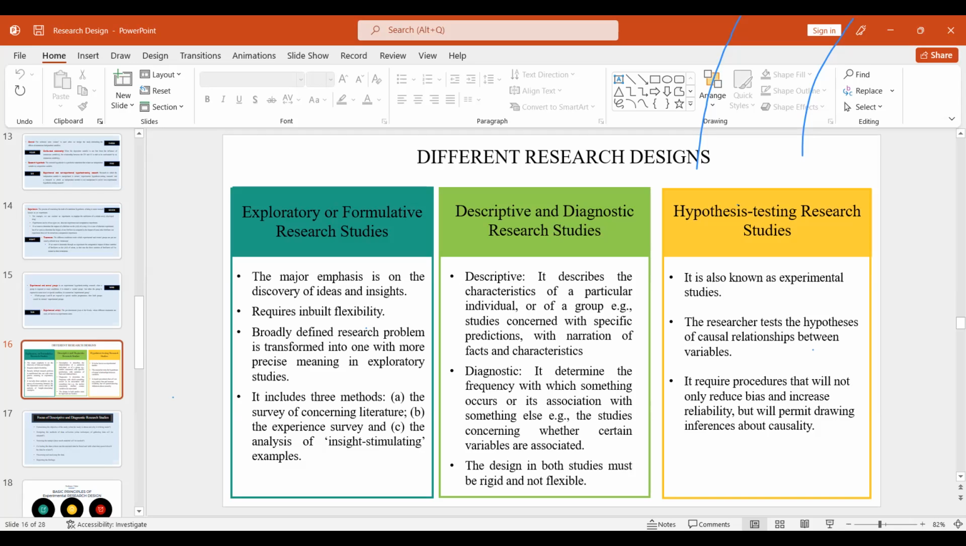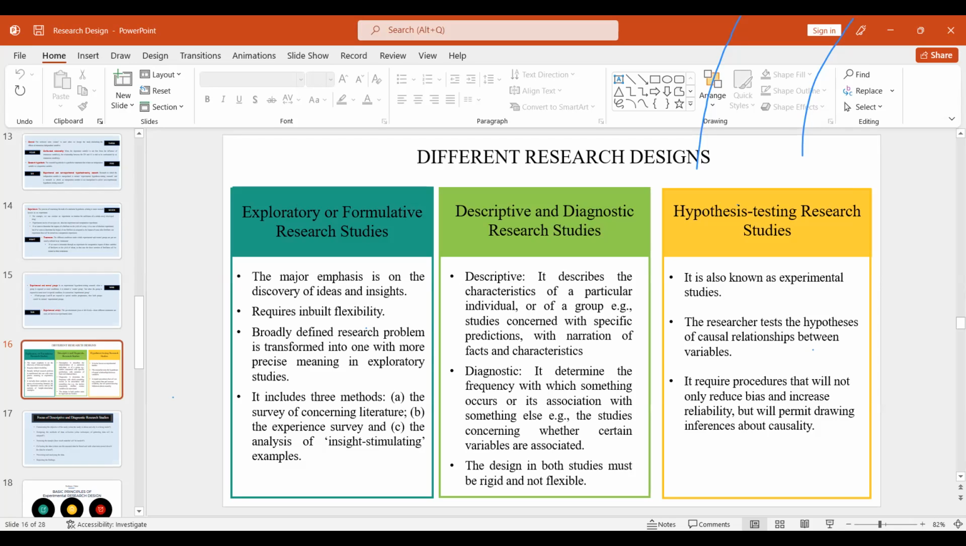The second area is descriptive and diagnostic research studies. Descriptive describes the characteristics of a particular individual or group. For example, studies concerned with specific predictions, with narration of facts and characteristics. Second, diagnostic determines the frequency with which something occurs or its association with something else. These are studies considering whether certain variables are associated or not. Third, the design in both studies must be rigid and not flexible.